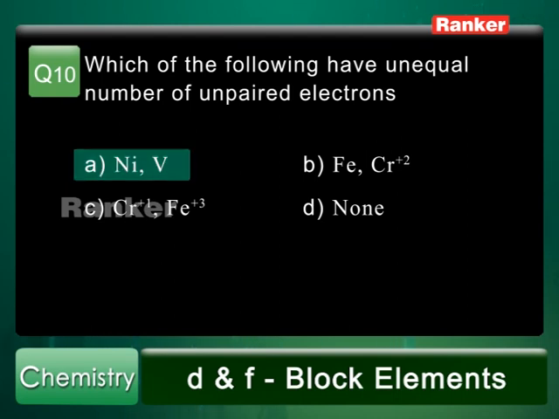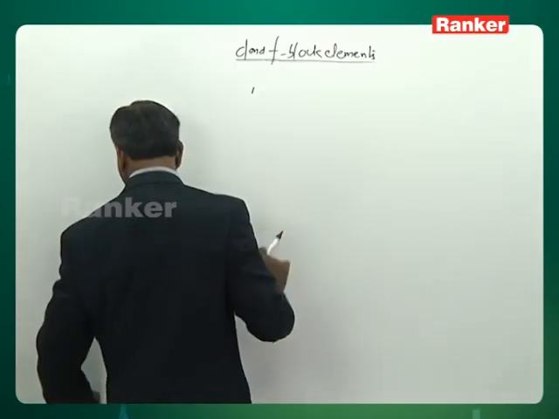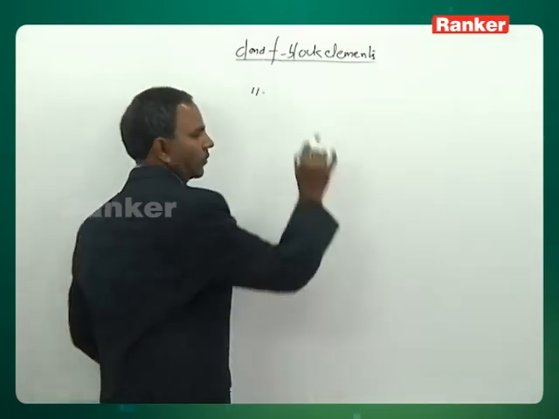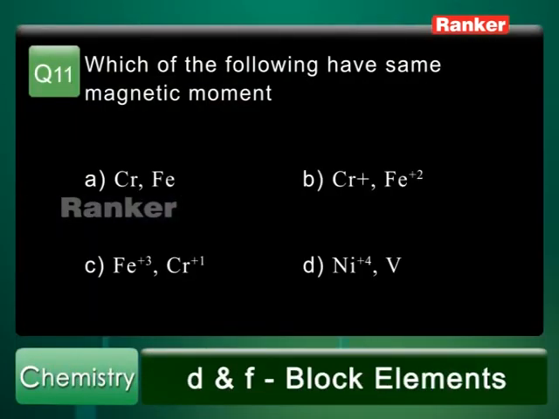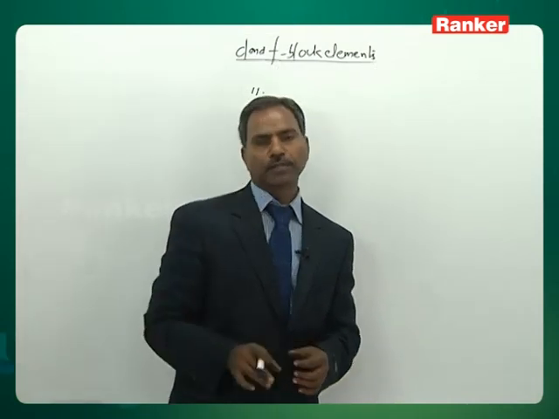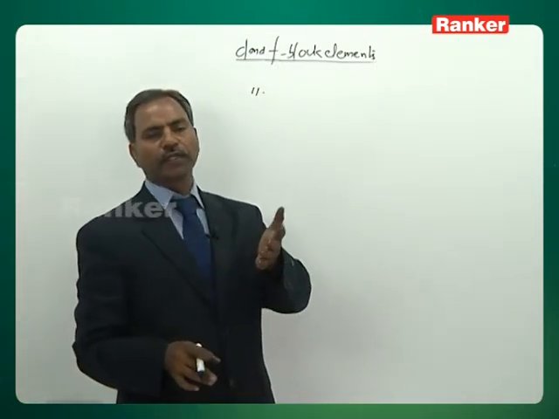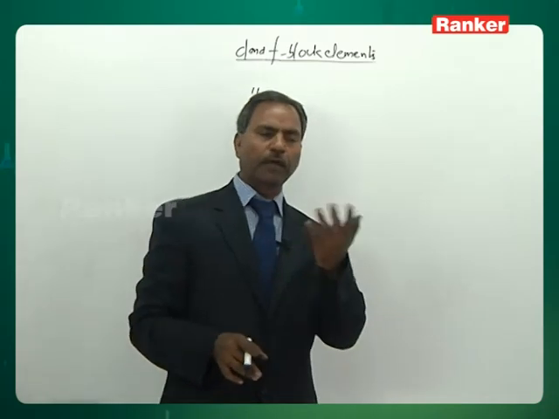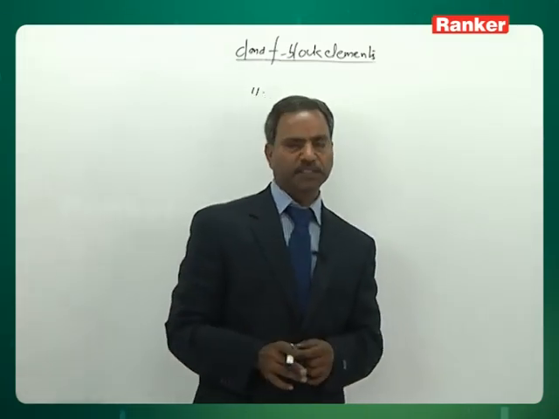Next, let us see the 11th question. Which of the following have the same magnetic moment? How do you say which are having the same magnetic moment? First you have to check the number of unpaired electrons. Based on the number of unpaired electrons only, we can say whether they are equal, the same, or not the same.